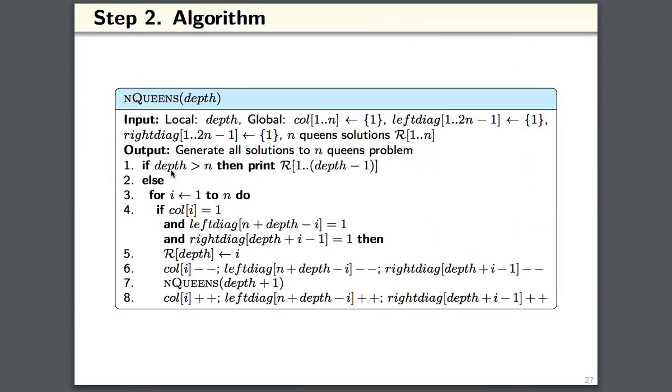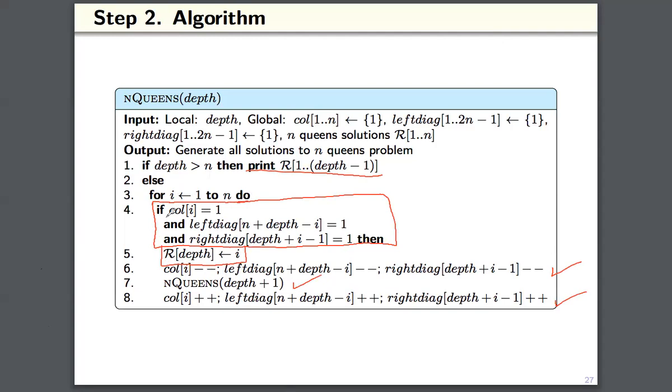Now, what does this say? If depth is greater than n, then print R of 1 to depth minus 1. Else, this is the idea: i equals 1 to n, and then you have some big constraints. And then you have R of depth equals i. Then allocate resources, N queens of depth plus 1, deallocate resources.